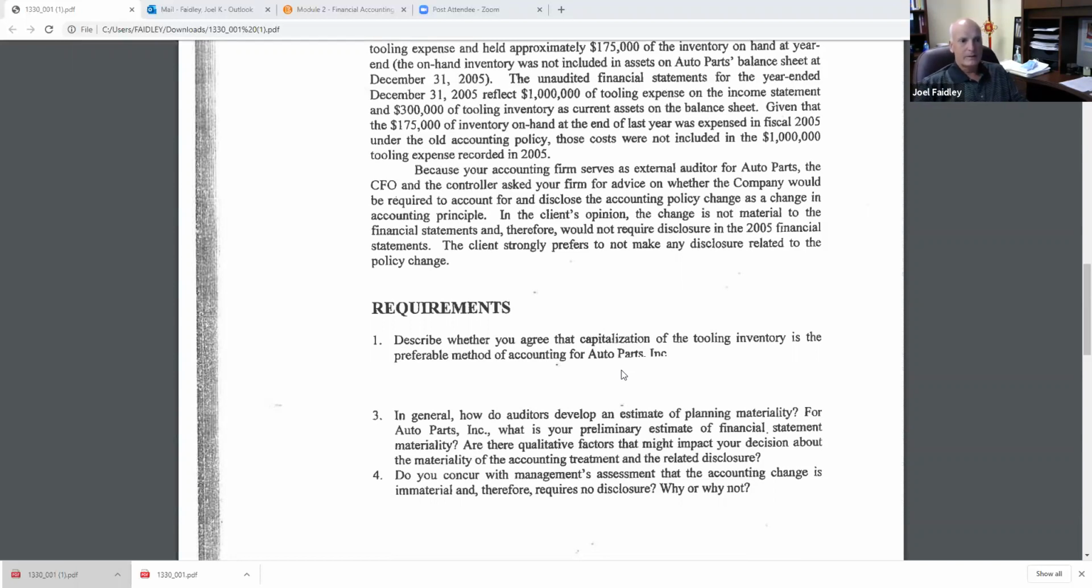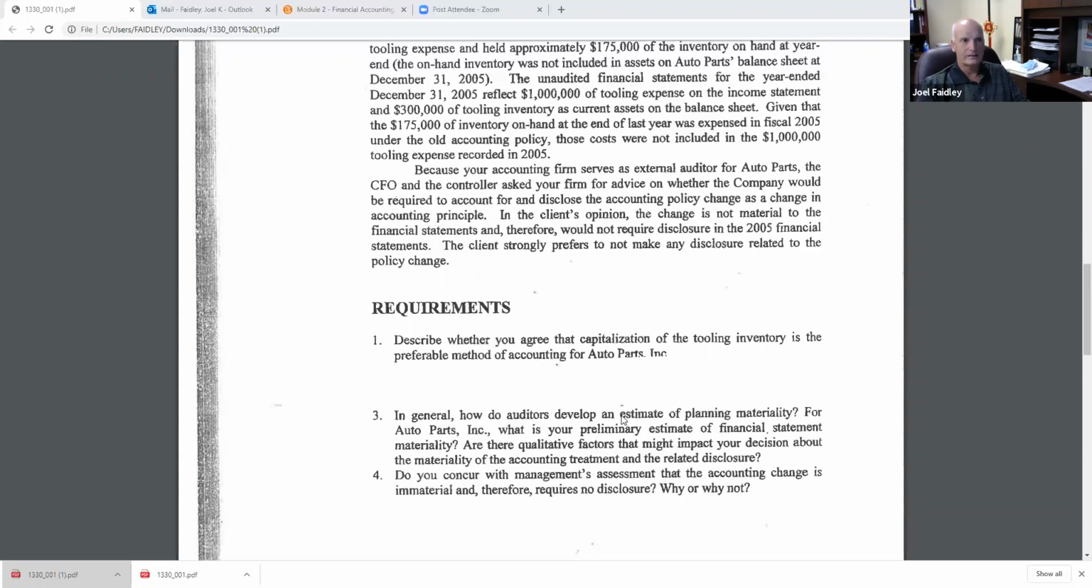Describe whether you agree that capitalization of tooling inventory is the preferable method of accounting for auto parts, meaning should they actually capitalize this? What do you think? I mean, you can justify probably both yes, that you should do that, and no, that you shouldn't. And it says in question 3, ignore the auditor side of this. In general, how do auditors develop an estimate? How would you develop an estimate of planning materiality? What do you think should go into that for auto parts? And what would your preliminary estimate be?